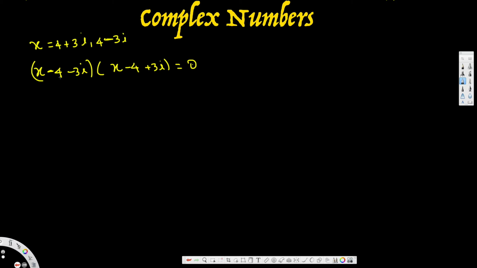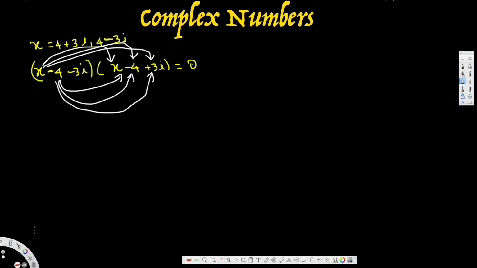Now to continue this one, we have a long method and a short method. Now let's look at the long method first. To do the long method, we have to just FOIL it, multiplying everything: x times this, and x times this, then negative 4 times this, negative 4 times this, then negative 3i times this, and negative 3i times this. Now let's go ahead and do that.